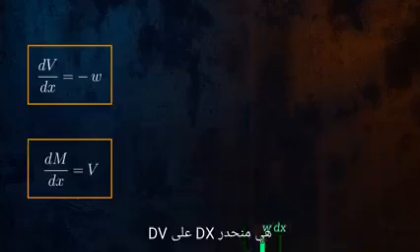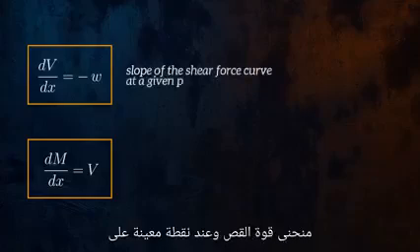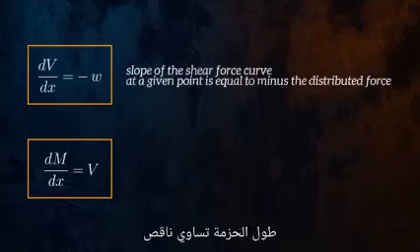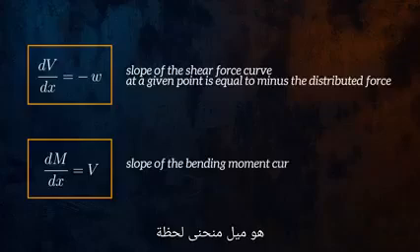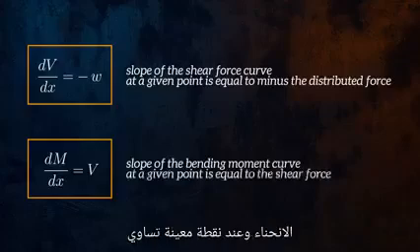The quantity dV over dx is the slope of the shear force curve, and at a given point along the beam it is equal to minus the distributed force. Similarly, dM over dx is the slope of the bending moment curve, and at a given point it is equal to the shear force.